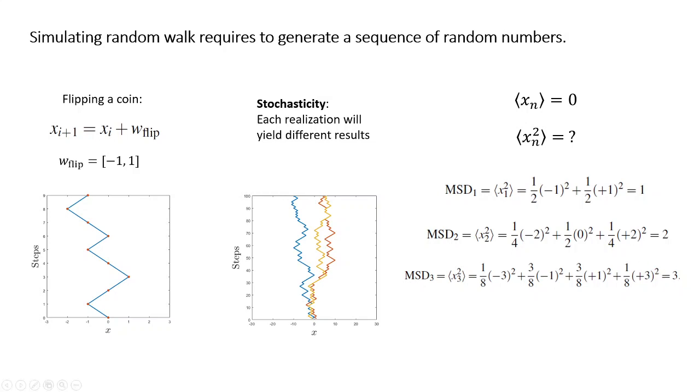In fact, it's not very difficult to show that for this kind of random walk, the mean square displacement for i plus 1 steps will be the mean square displacement for the ith step plus 1. So in this example, we see that the mean square displacement increases linearly with time with such a random walk.